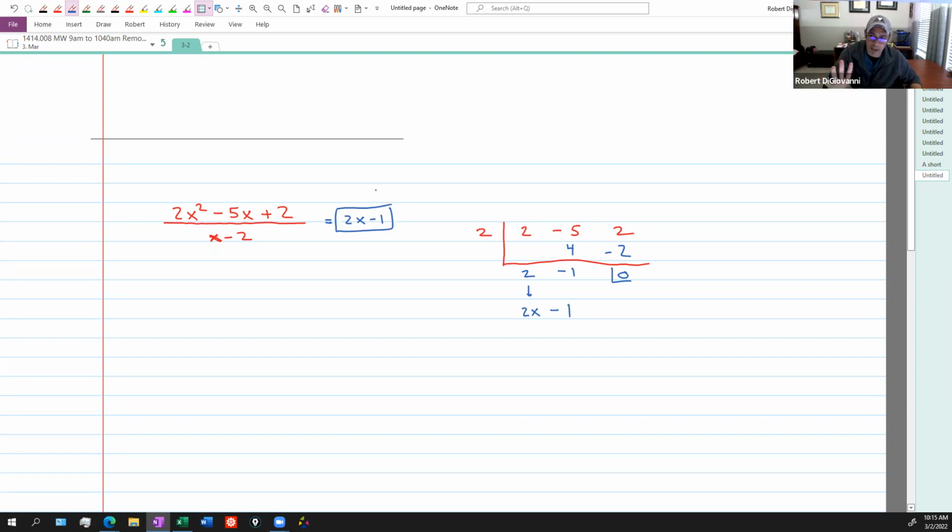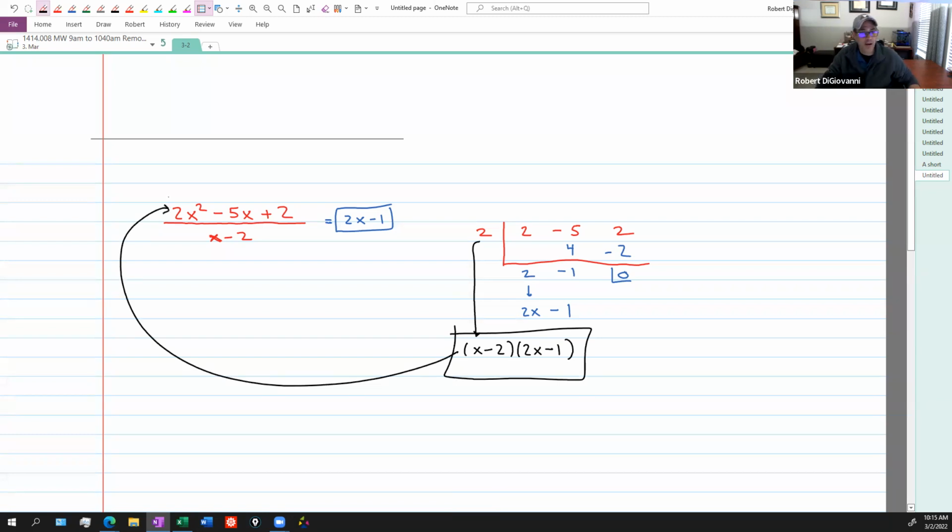But again, for where we're headed, more importantly, I know that this tells me that x minus 2 times 2x minus 1 is the factored version of the numerator, right? What I'm trying to get y'all to see here is that, you remember in the past, I came into this class and I said, hey, everyone here needs to know how to factor a quadratic, right? And have a method. You can actually use this method to factor quadratics, but there's one big catch.